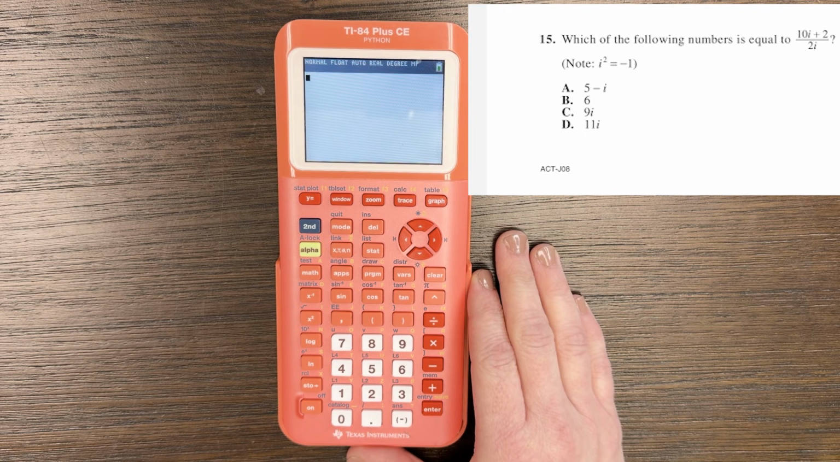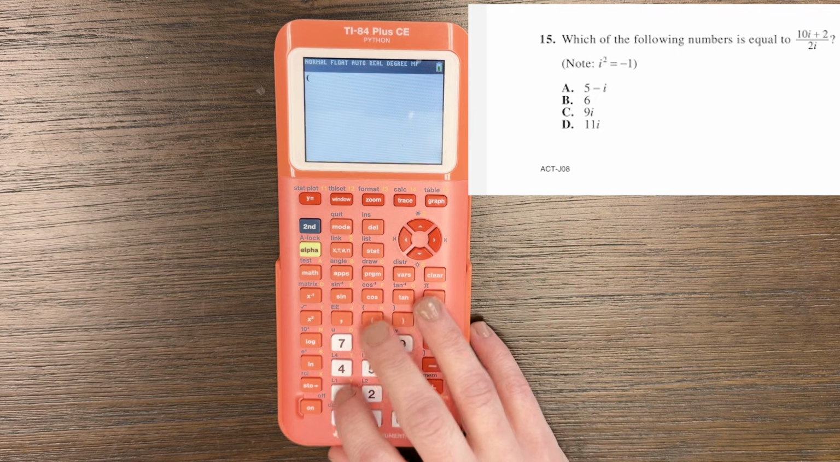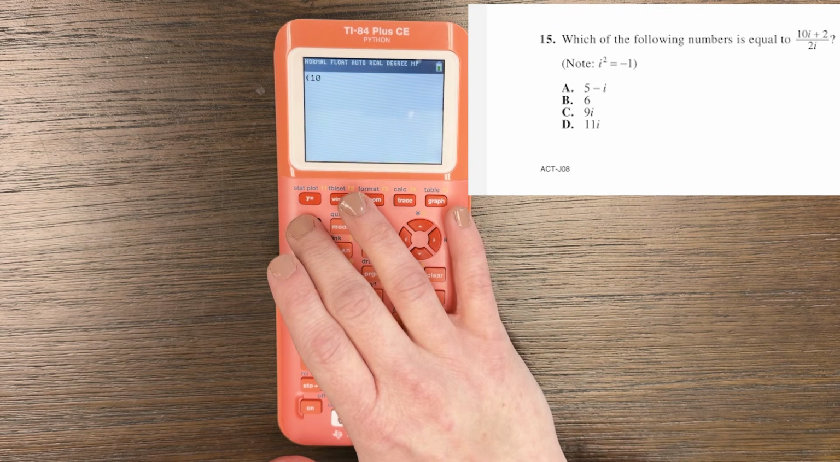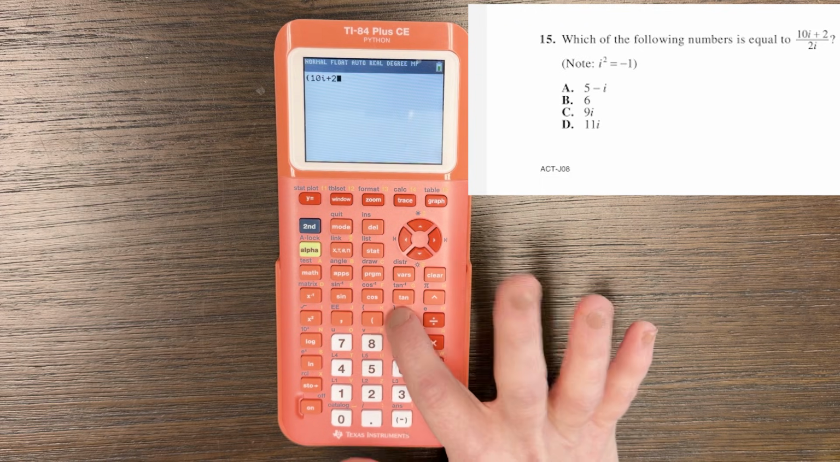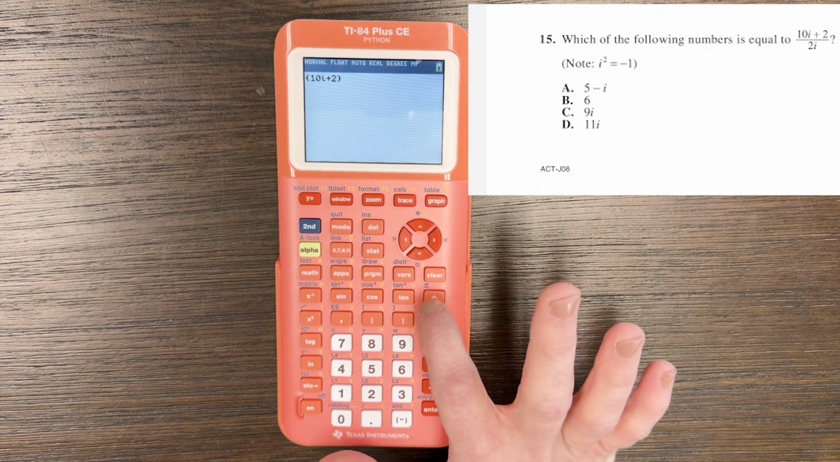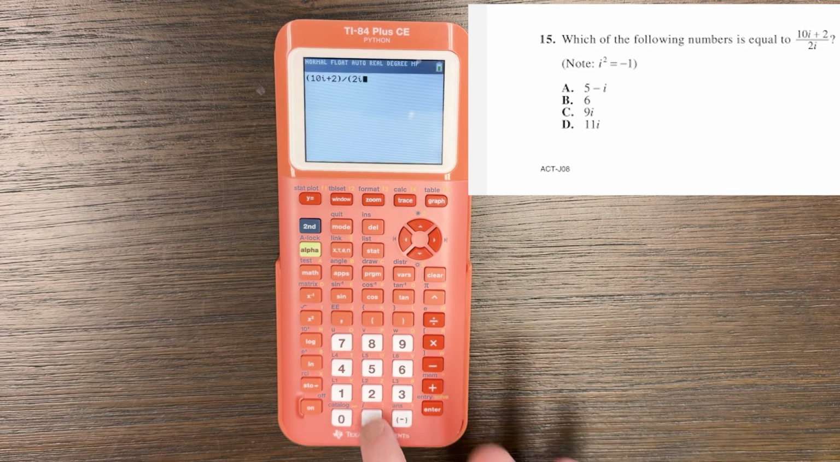just like on problem 15, you can just type it in your calculator, but you need to be aware of your parentheses. So on number 15, you just go 10, and then you hit second I plus 2. Make sure you close that parenthesis, and then divide this all by 2I. And then it gets you the answer, which is going to be 5 minus I, which is A.